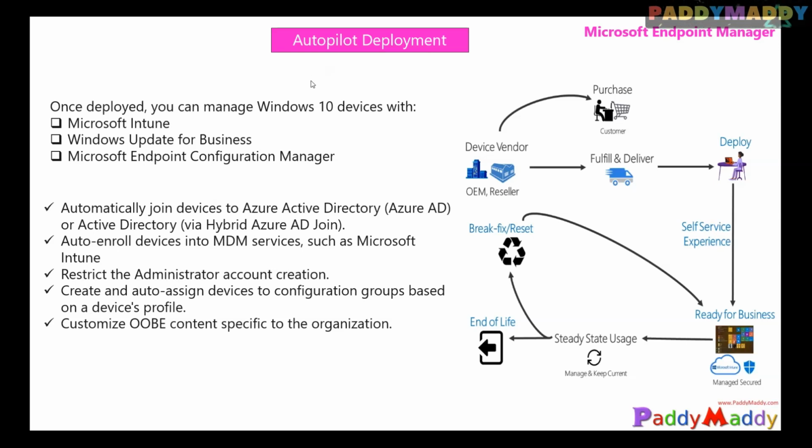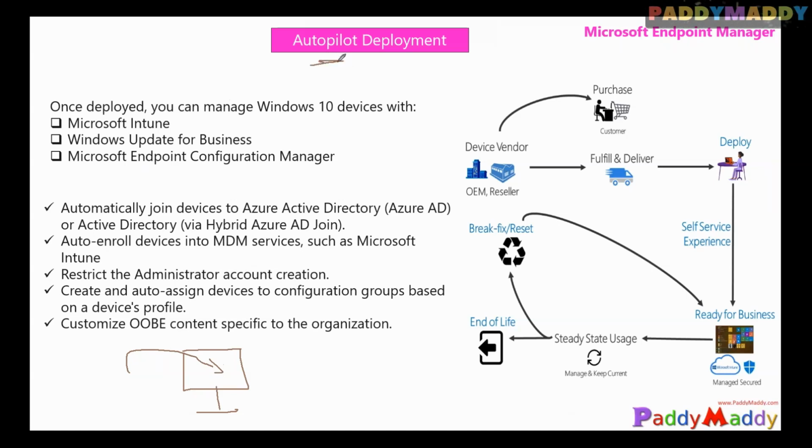Okay, we are talking about Autopilot. So what exactly is Autopilot? Autopilot is the mechanism which can help you to automate the OOBE experience. Along with that, operating system deployment specific tasks and some of the customizations can be done. Let me put it in another way also.